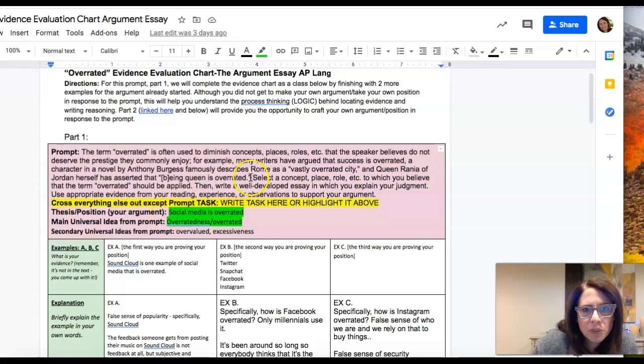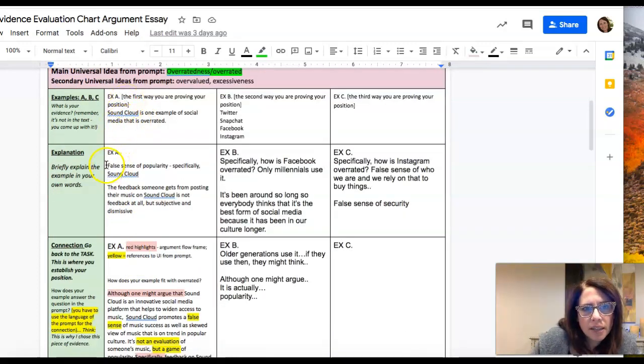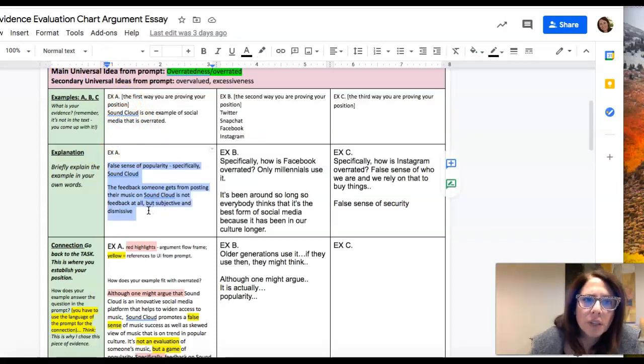So again, let me just restate. Here's the prompt. I came up with the thesis and I started the essay. My thesis is social media is overrated. And then I came up with the first example of how social media is overrated. I chose SoundCloud, right? That's the what. And the why is that SoundCloud gives a false sense of popularity.